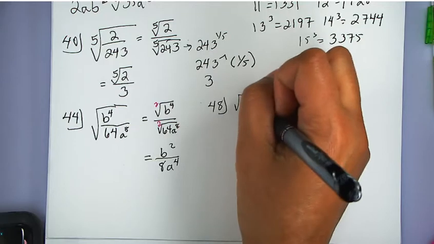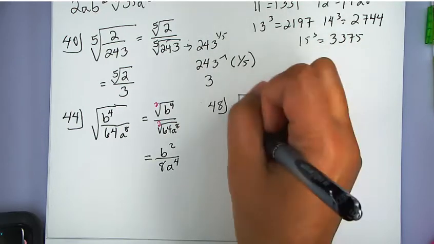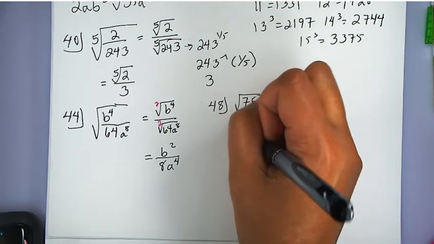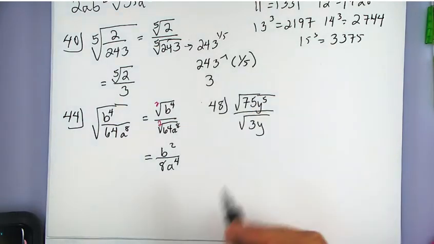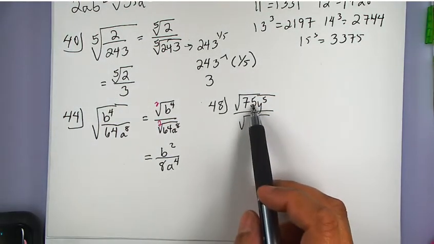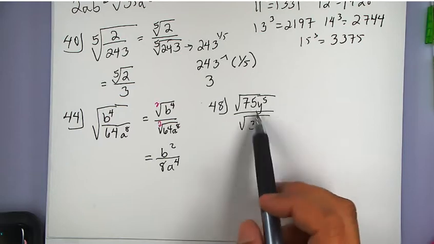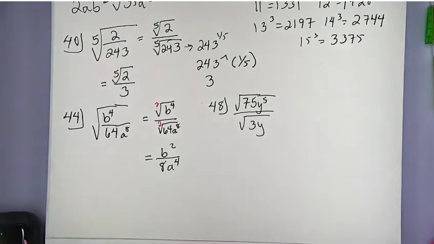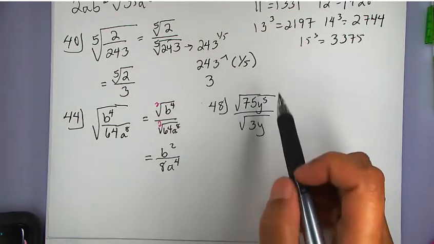Well, we know that simplifies. 3 goes into 75 25 times. And then for y to the 5th, we subtract the exponent of 1, so we end up with y to the 4th. Now we take the square root and we end up with 5y squared. And that is our answer. All right, I hope we're getting it. So that is it for that one.